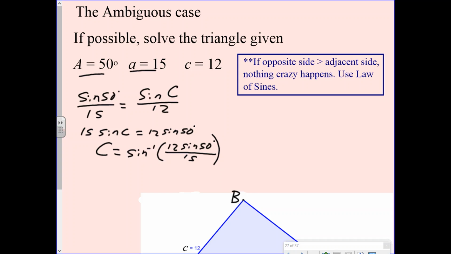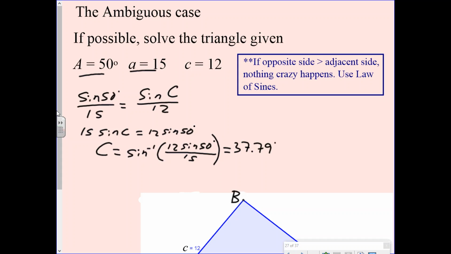Now if you need to pause the video and let that percolate for a second, please do. But notice I'm dividing by 15, and to get the angle, we need to do the inverse sine function. So that's going to be my angle C, which you put in the calculator. Depending on the calculator you have, you may have to change that answer back into degrees, but that is going to come out to be 37.79 degrees. Again, I'm going to bring the calculator up at the end of this problem, and show you how I typed all that in.